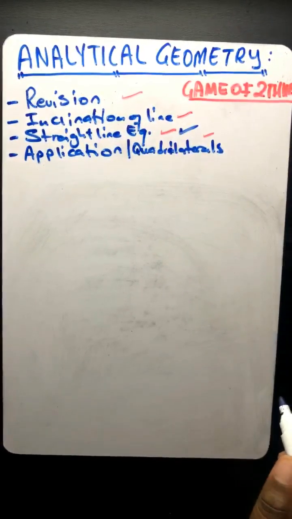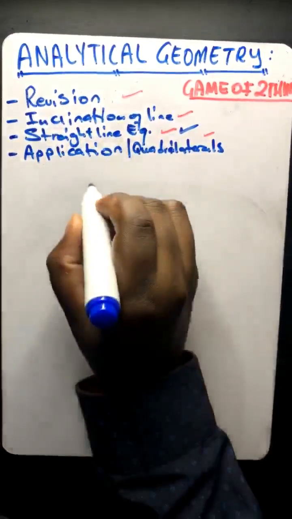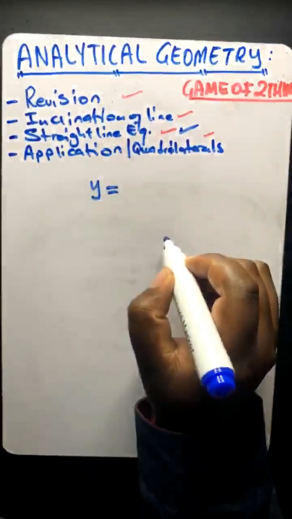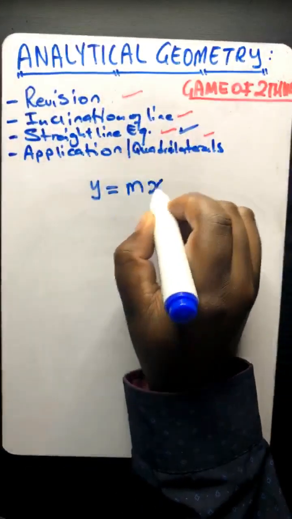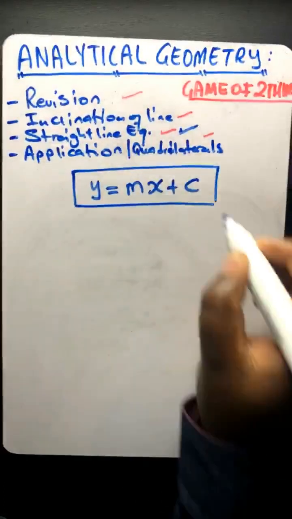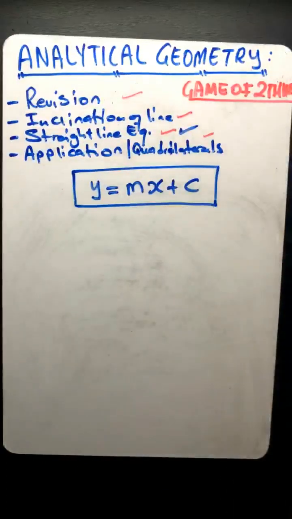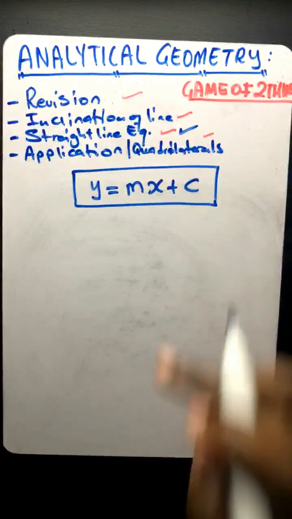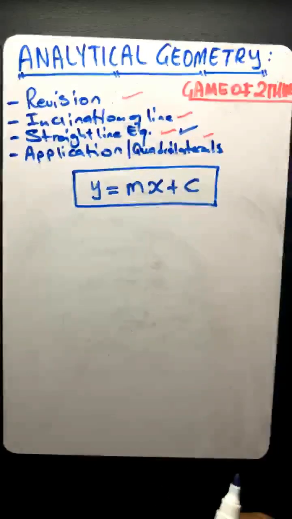So let's see. We are having a general formula saying y equals mx plus c. I'm telling you guys, determining an equation of a straight line is one of the easiest things to do under analytical geometry. So let's see. How many things do we need in order to determine an equation of a straight line?